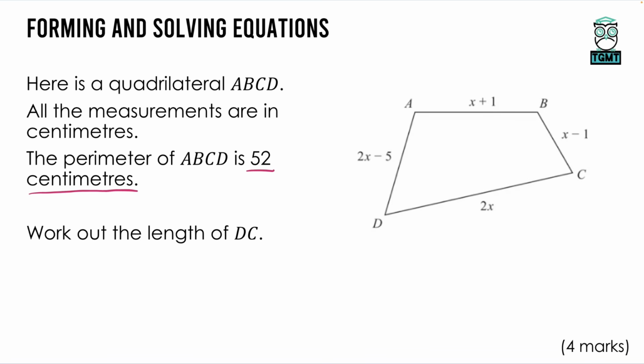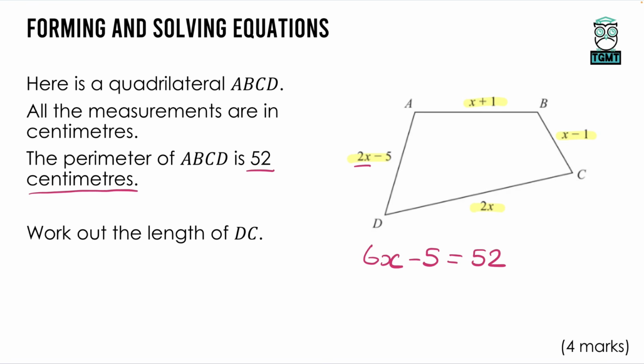So what we can do is we can add up all of these side lengths, 2x minus 5, x plus 1, x minus 1, and 2x, and set that equal to 52. So if we go round adding the x's up, I'll start with one of them, so 2x, and I'll go clockwise, so 3, 4, 5, 6, so 6x. And we have the numbers negative 5, add 1 is negative 4, take away 1 is back to negative 5, and then we have no number on that bottom piece, so minus 5. Now it tells us that that is equal to 52, and that's how we form our equation.